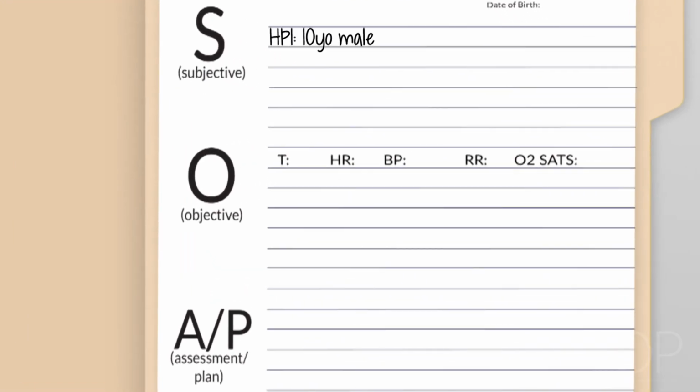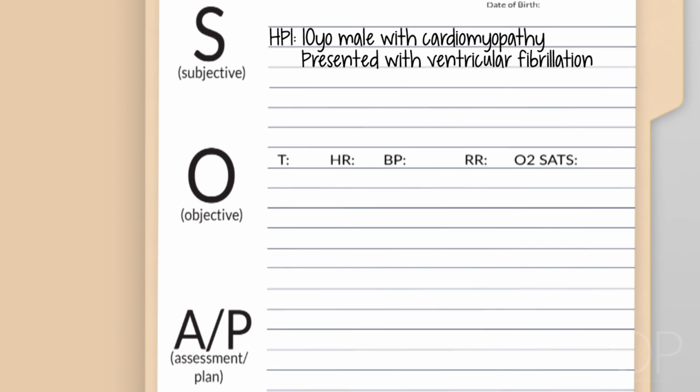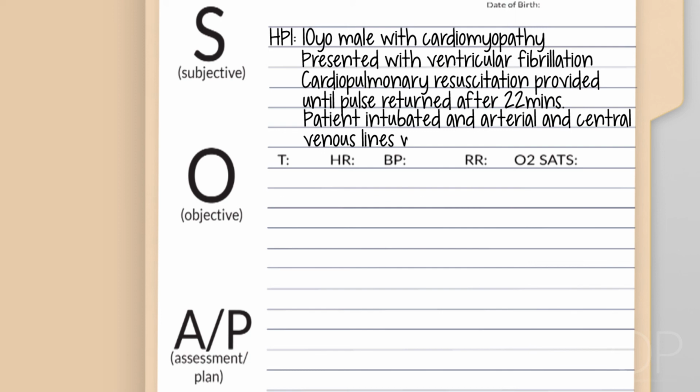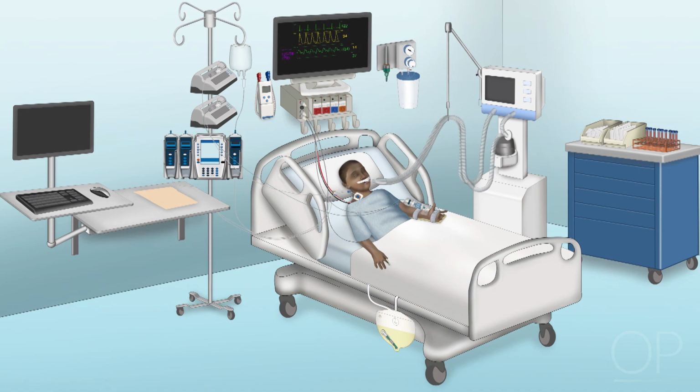A 10-year-old male with cardiomyopathy suffered a ventricular fibrillation arrest en route to the cardiac ICU from the emergency room. The ICU team provided cardiopulmonary support for 22 minutes before a perfusion rhythm with a palpable pulse returned. He was immediately intubated. An arterial line and central venous line were placed. A blood gas was sent to the lab shortly after. The patient had the following assessment.